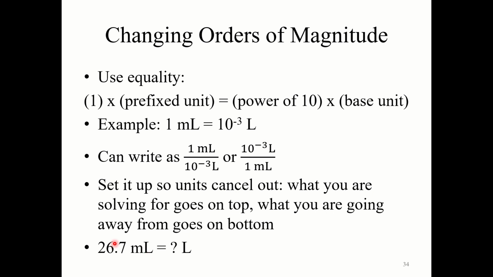So here, if I'm trying to convert from milliliters to liters, I would set it up like this: 26.7 milliliters. I want the unit of milli to cancel, so I would use this conversion factor right here. I would write 1 milliliter on the bottom and 10 to the negative third liters on top. Now I've got milliliters on top, milliliters on the bottom, so milliliters cancels, and this leaves just liters as my remaining unit. So my answer would be 0.0267 liters.